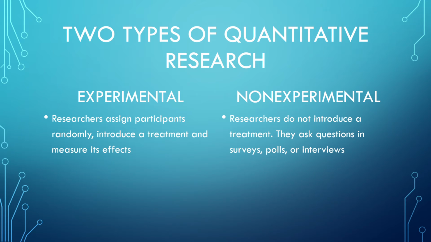There are two types of quantitative research. There is experimental and non-experimental. Experimental is researchers assigning participants randomly, introducing a treatment, and measuring its effects. And in non-experimental, the researchers do not do a treatment, and they ask the questions in surveys, polls, and interviews. So if you couldn't tell from the definition in the book here, the quantitative research that we're usually talking about in this part of the book is non-experimental.